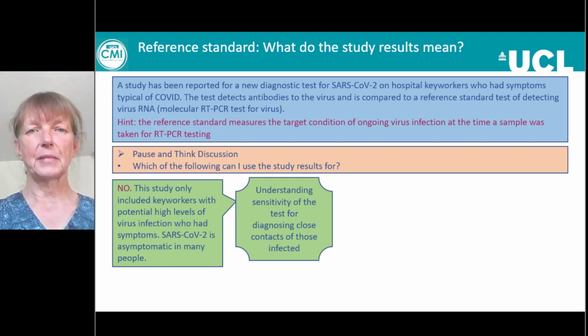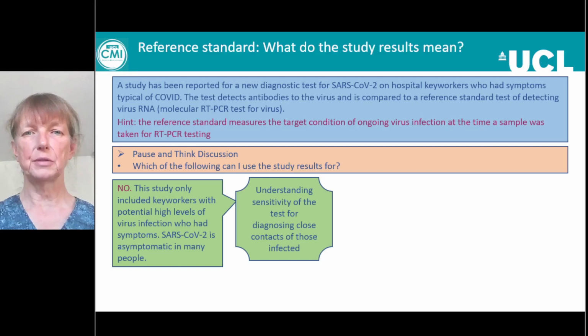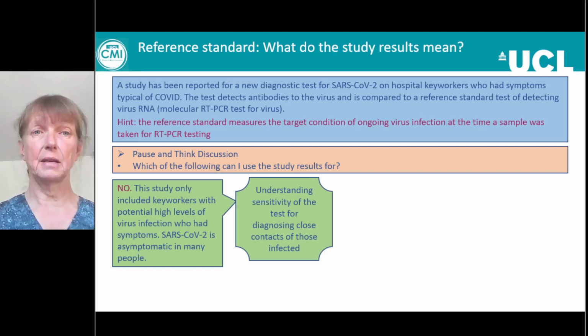And so key workers with high levels of virus infection, if we then look at their co-workers and ask whether they've got antibody responses, the key workers are not typical of people in the community, and the antibody responses take between 10 and 21 days to develop. So actually, it's a pretty useless test to look at who could be contacts of those who are infected.